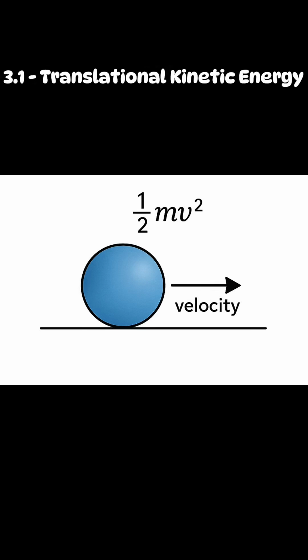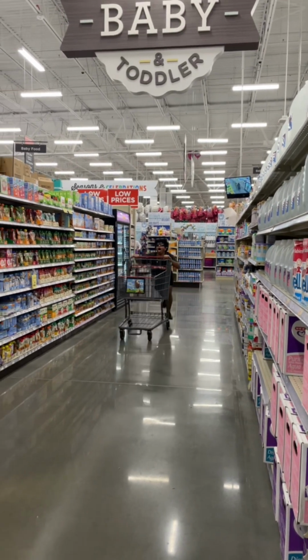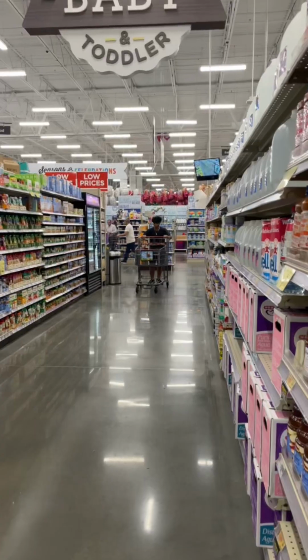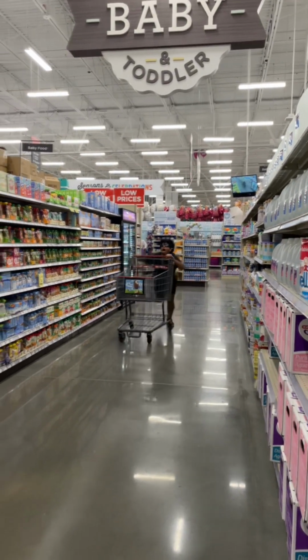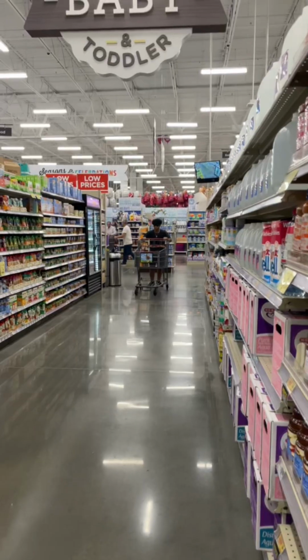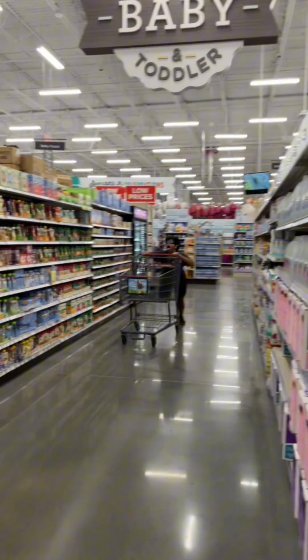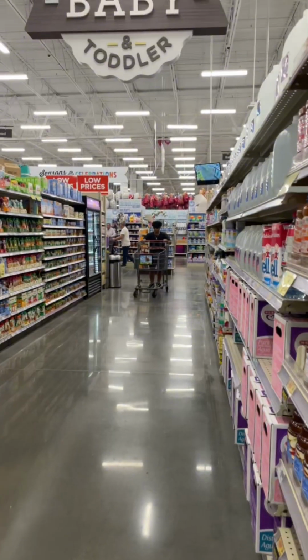3.1 Translational Kinetic Energy. This empty shopping cart is moving, which means it has translational kinetic energy. According to KE equals 1/2 mv squared, kinetic energy depends on both the mass of the object and its velocity. Since the empty cart has a small mass, it doesn't take much energy to get it moving quickly.